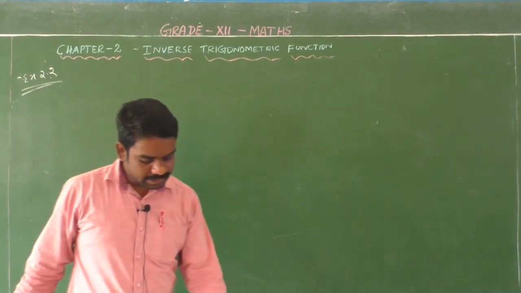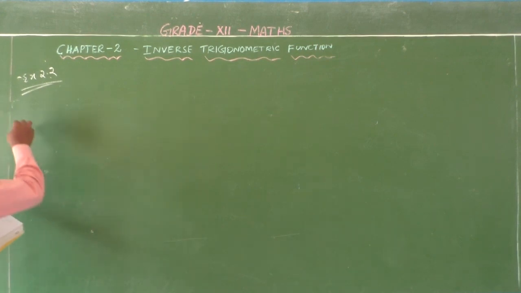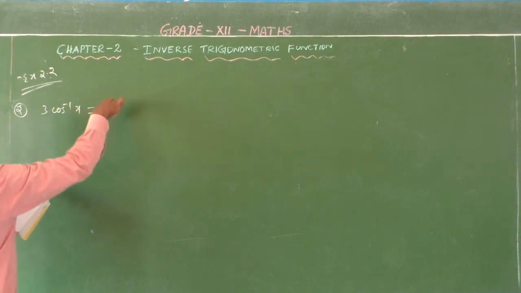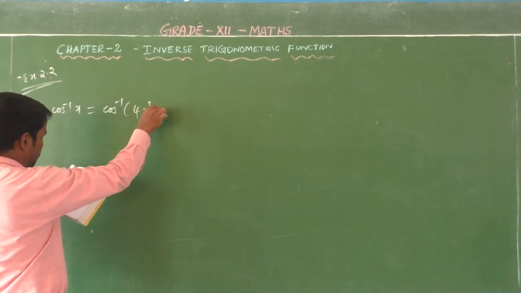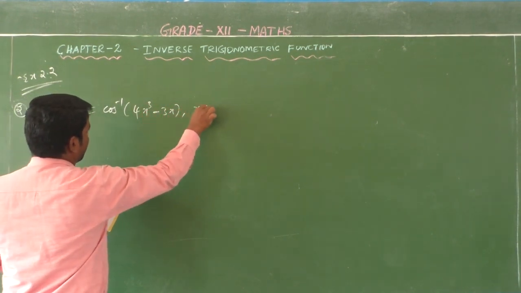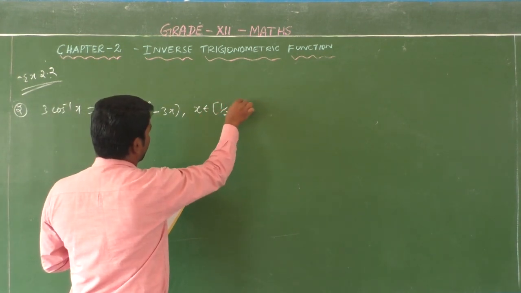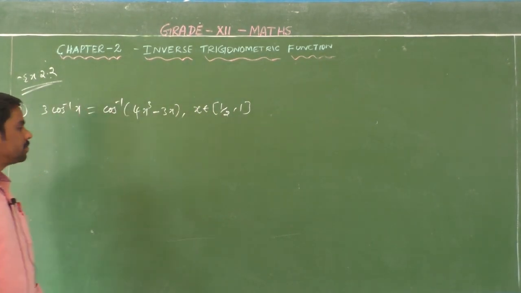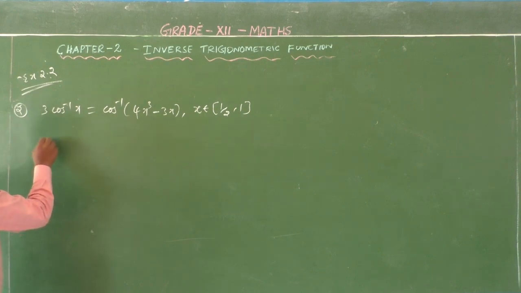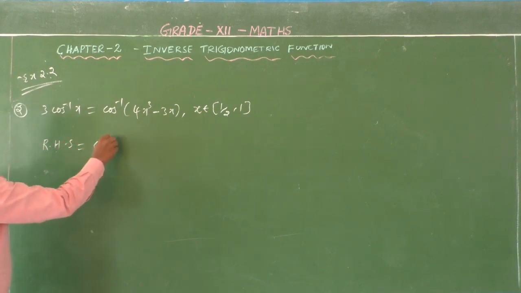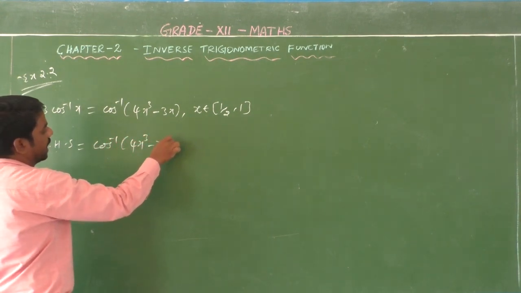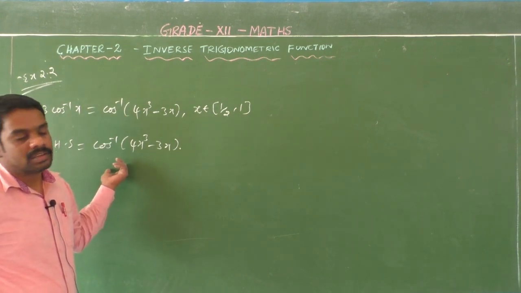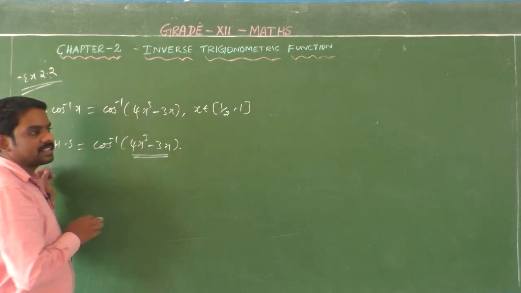Next, second question. Listen. 3 cos inverse x is equal to cos inverse of 4x³ minus 3x, where x belongs to the closed interval 1/2 comma 1. Prove that. Take the RHS value: cos inverse of 4x³ minus 3x. You know the formula cos inverse of cos x equals x, so this form 4x³ minus 3x is converted into cos x format.